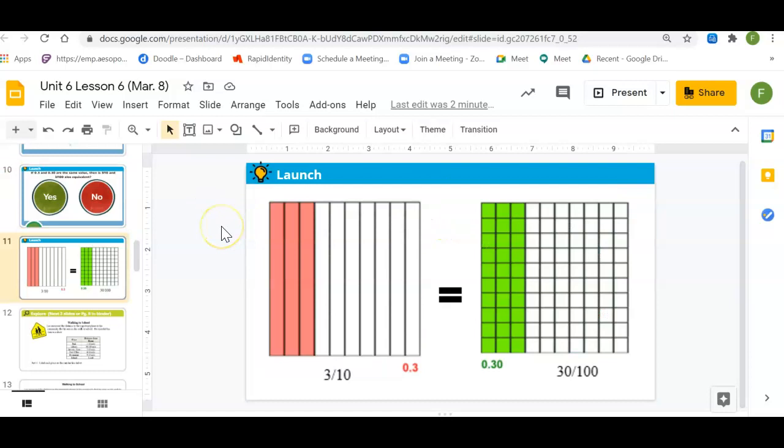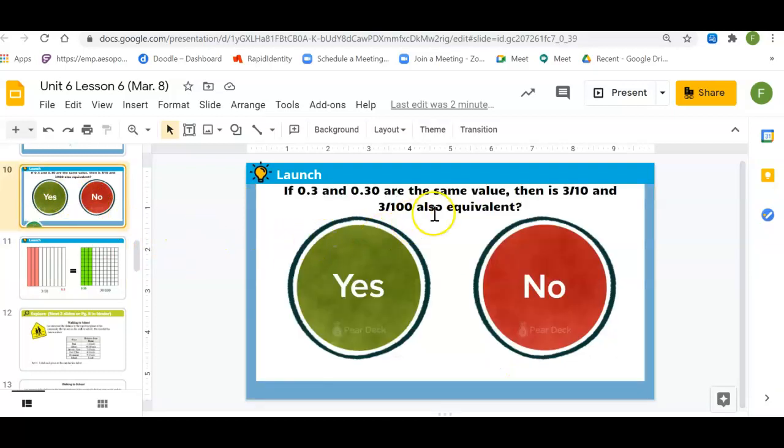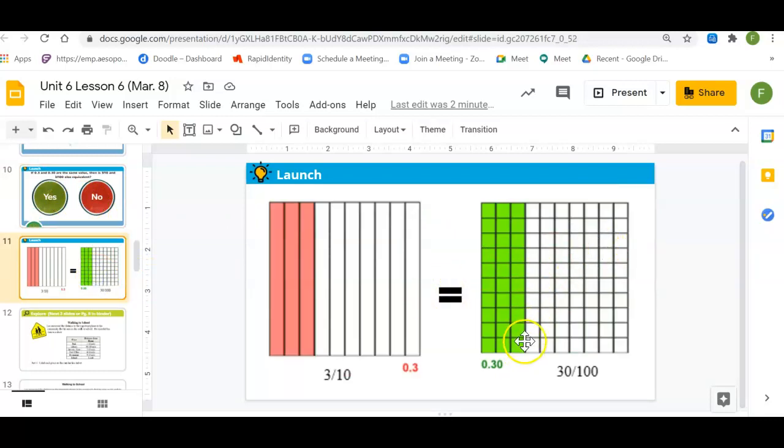Let's go to our next slide to look at a visual. Now this is 3/10 because you're showing 3 rods that are shaded in out of the 10, and here you've got 30 hundredths. They are equal. Now back to our question of 3 hundredths. Now 3 hundredths would be in the hundreds grid, but you wouldn't have 30 shaded in. It would just be 3. It'll just be 3 units shaded in, and that would not be equivalent to 3/10. So that means that they would not be equivalent.